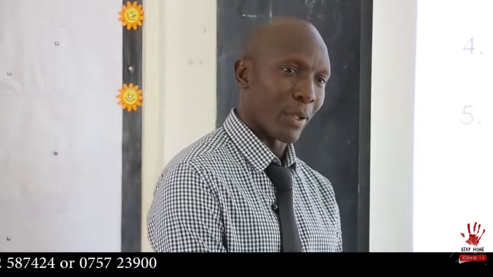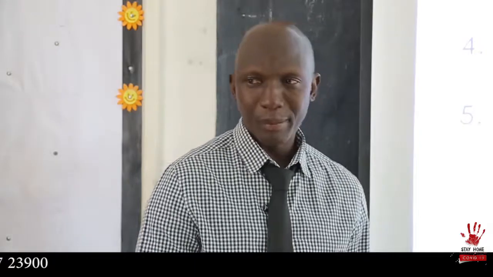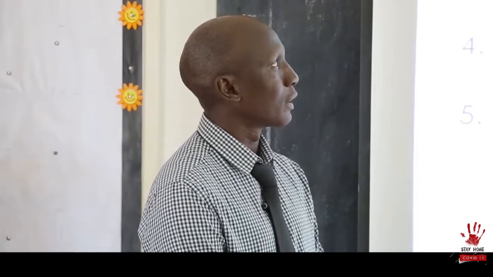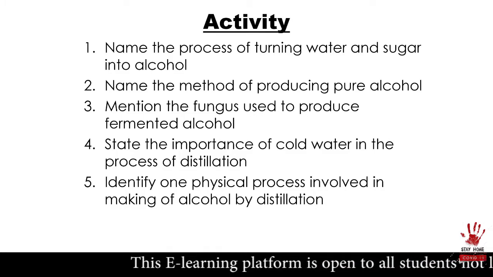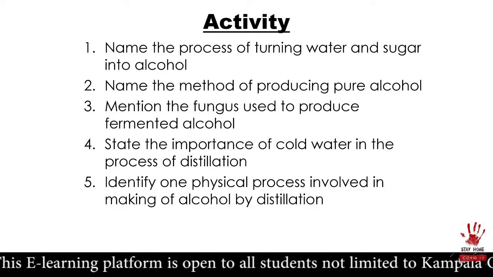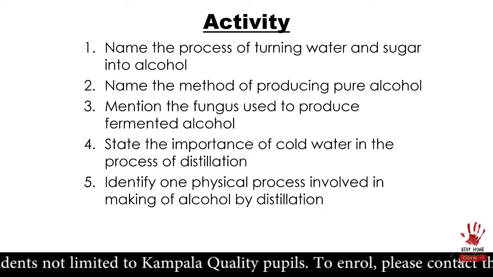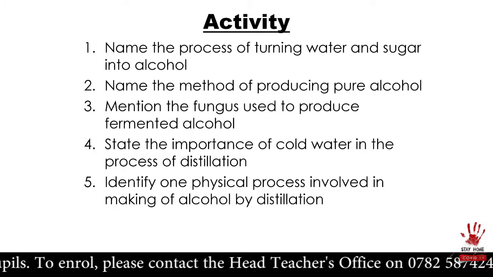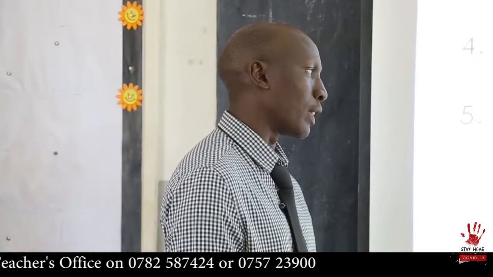Remember, we've been looking at the methods of producing alcohol, and there are two methods of producing alcohol. That is fermentation and distillation. So, good children, I'm leaving a simple activity here. As you can see, there are five questions. The first is to name the process of turning water and sugar into alcohol. The second question, to name the method of producing pure alcohol. And the third question, to mention the fungus used to produce fermented alcohol. And the fourth question, to state the importance of cold water in the process of distillation. And lastly, to identify one physical process involved in the making of alcohol.